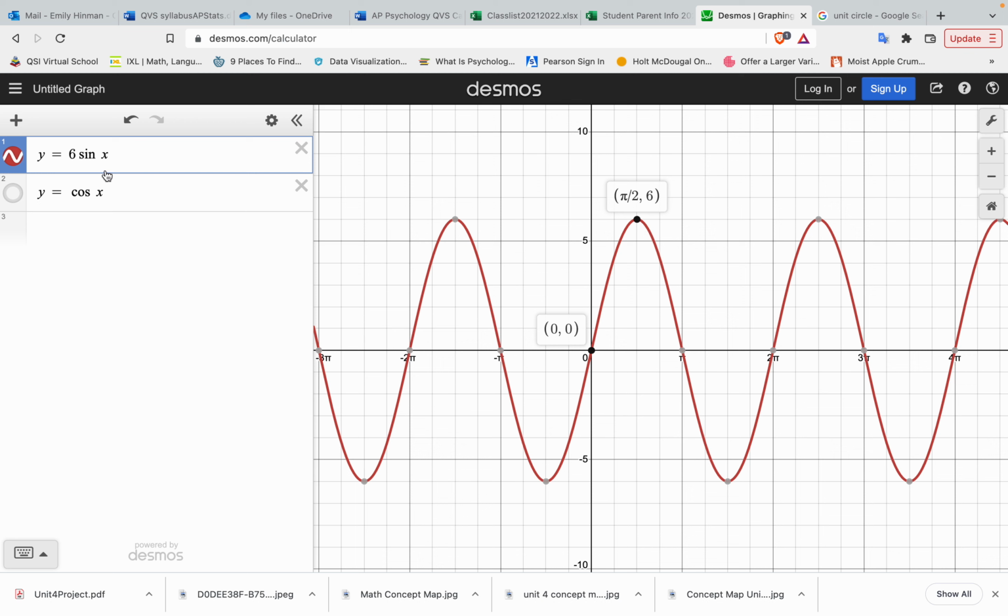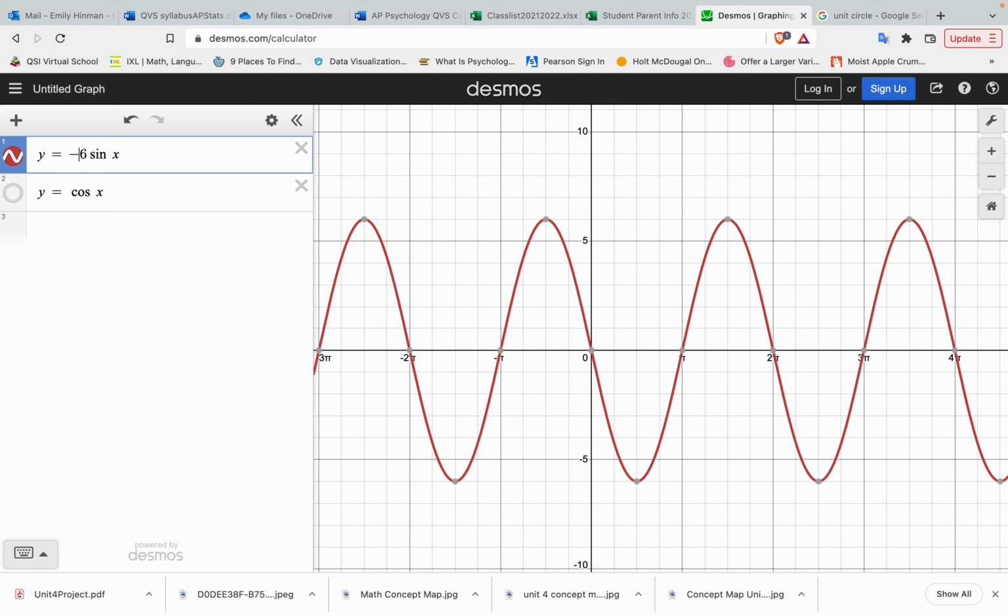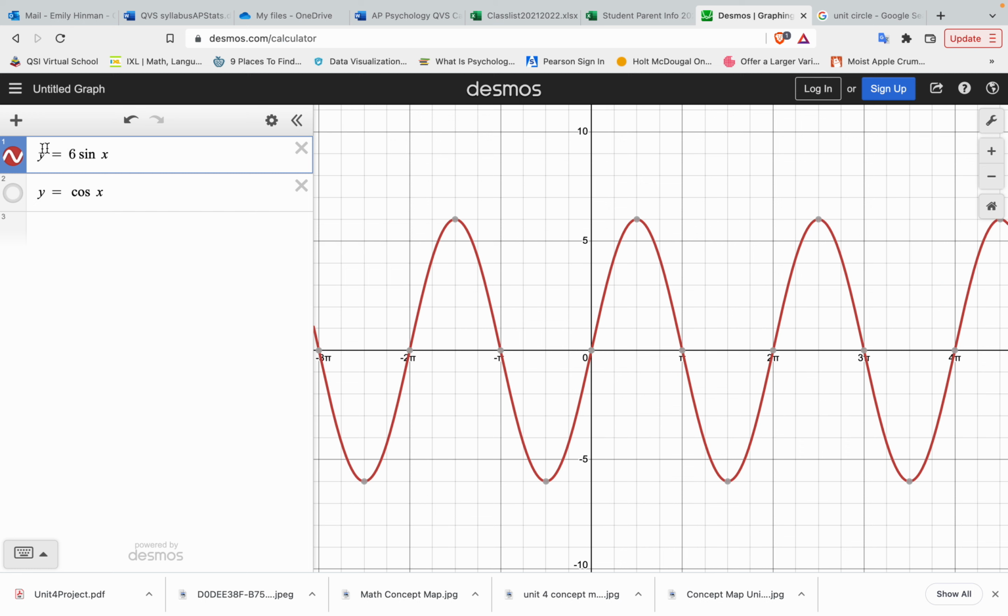What's the sine of pi over 2? The sine of pi over 2 is 1. 1 times 6 is 6. So that is going to change the amplitude, right? How high up it goes. So we can say, if we put a minus in there, well, what happened? All that happened was it flipped. Right, it reflected over the x-axis with the negative.